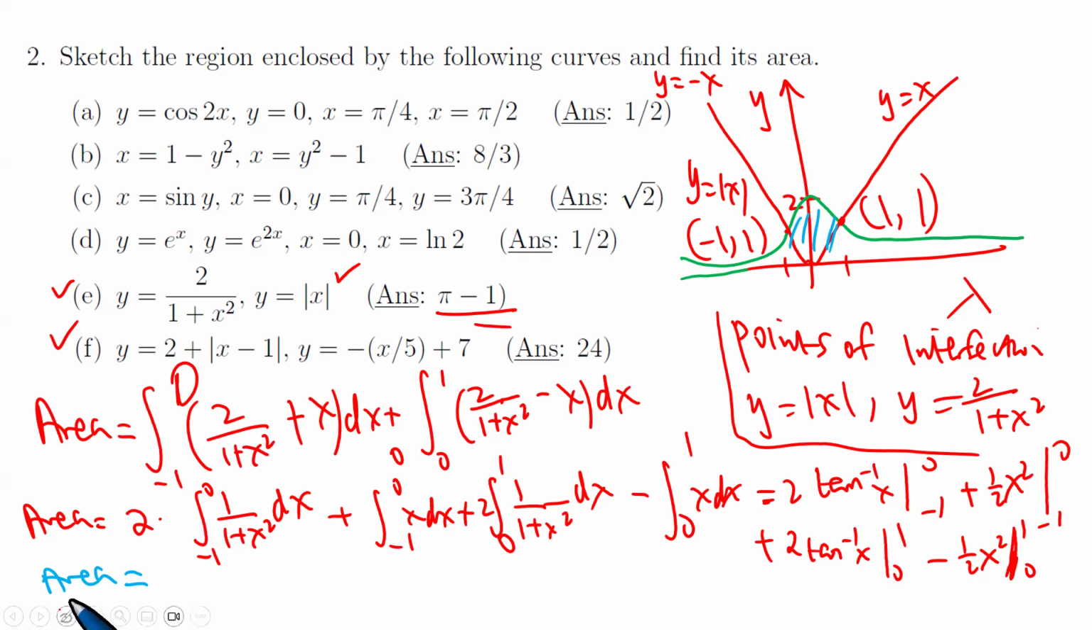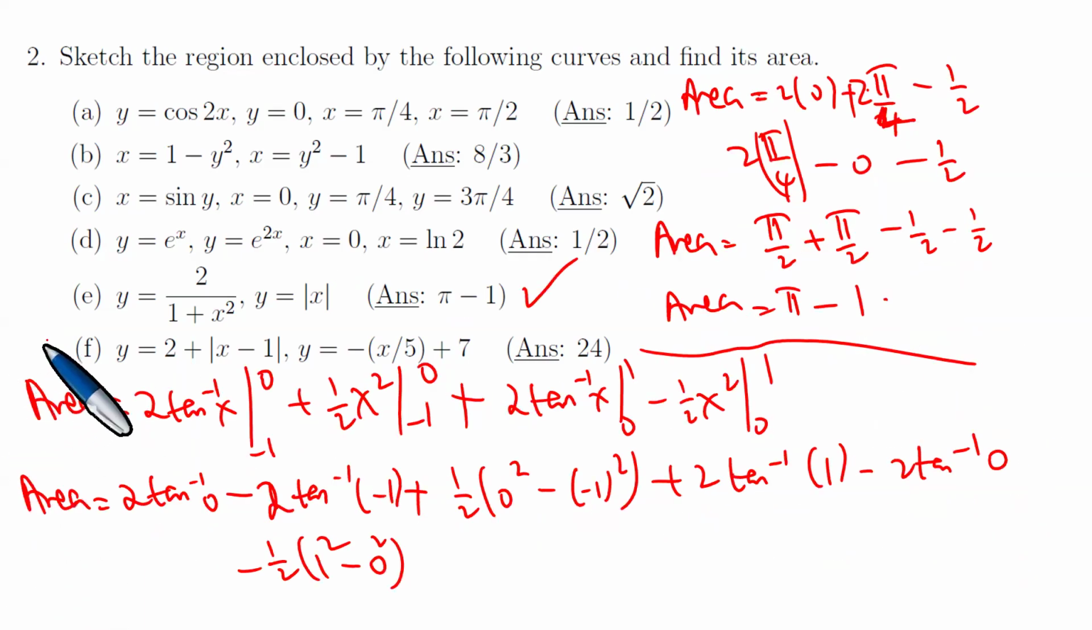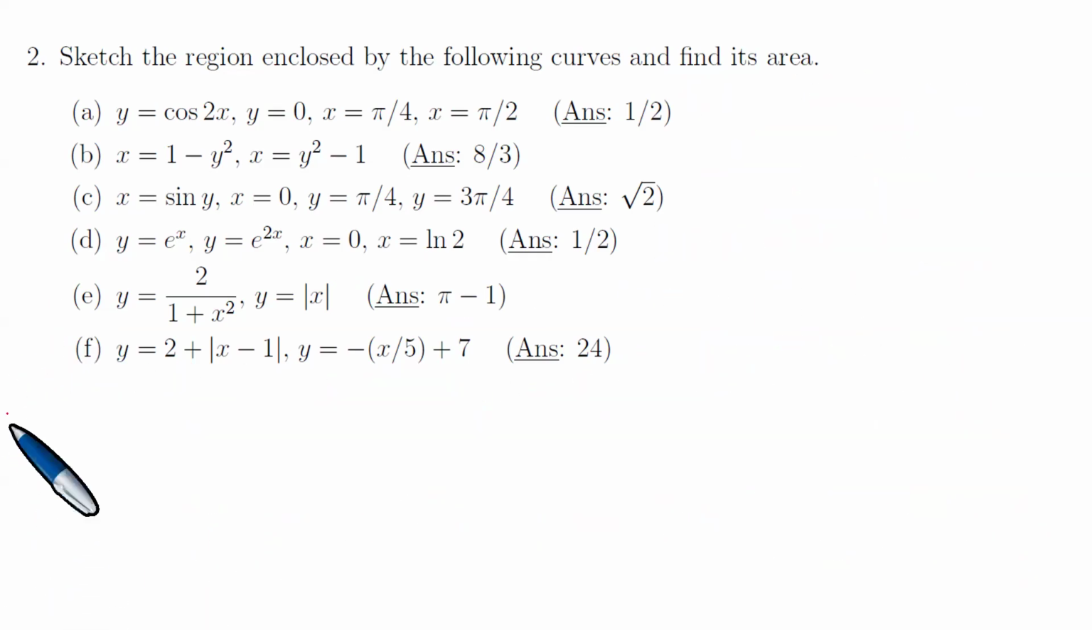We're looking at F now. We look at F now. Okay, we're continuing.